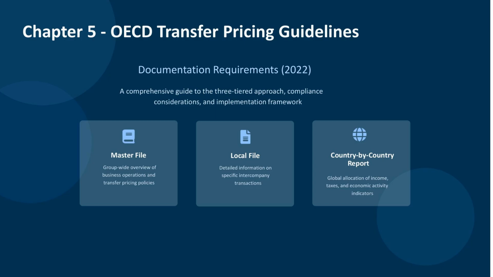So, let's begin. Chapter 5 of the Organisation for Economic Co-operation and Development Transfer Pricing Guidelines outlines a three-tiered documentation approach. The master file provides a group-wide overview of business operations and transfer pricing policies. The local file details specific intercompany transactions. The country-by-country report offers a global allocation of income, taxes, and economic activity indicators, ensuring compliance and transparency.